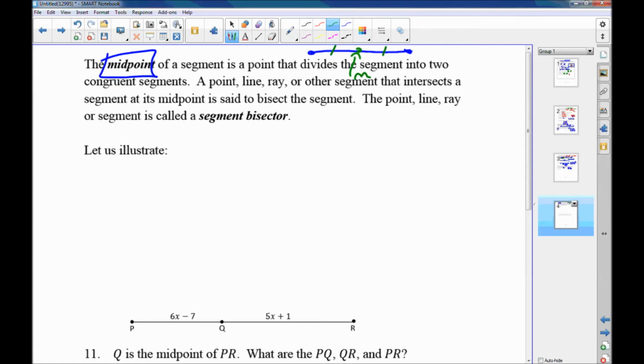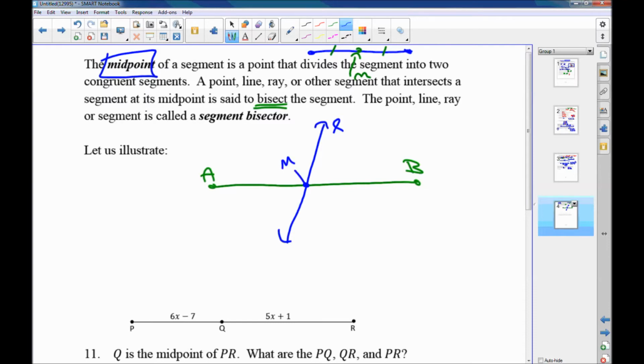A point, line, ray, or other segment that intersects a segment at the midpoint is called its bisecting segment. So this thing would bisect the segment. So a point, line, ray, or segment is called a segment bisector in this case. So let's illustrate one more time. All right, so here is a segment. We'll call him AB. And let's make a line intersect this, okay, and bisect it actually. So this could be line L. And here's going to be my midpoint. And to show that it's the midpoint, I'm going to put little marks on here to show that they're congruent.